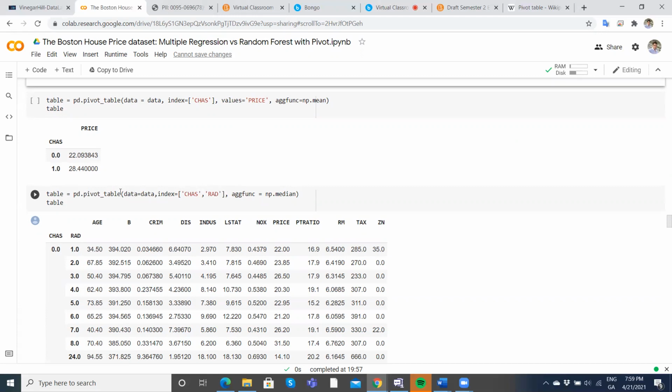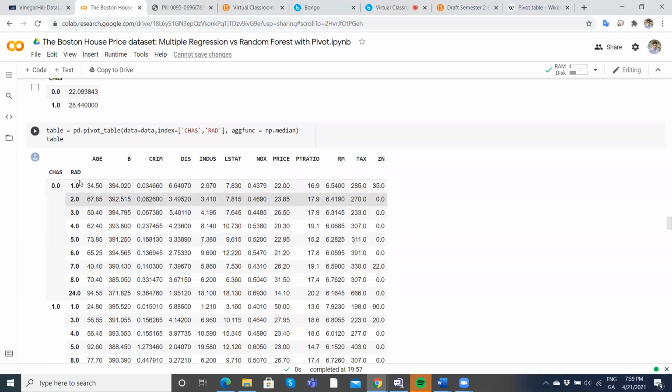Now, look at the way this is set up. pd.pivot_table, we're using that function, and the data is the data, so it's the 506 rows, the 14 columns. And then we're using the Charles River and RAD. And remember I said RAD had 1, 2, 3, 4, 5, 6, 7, 8, and then it jumped to 24. So there were 9 categories here.